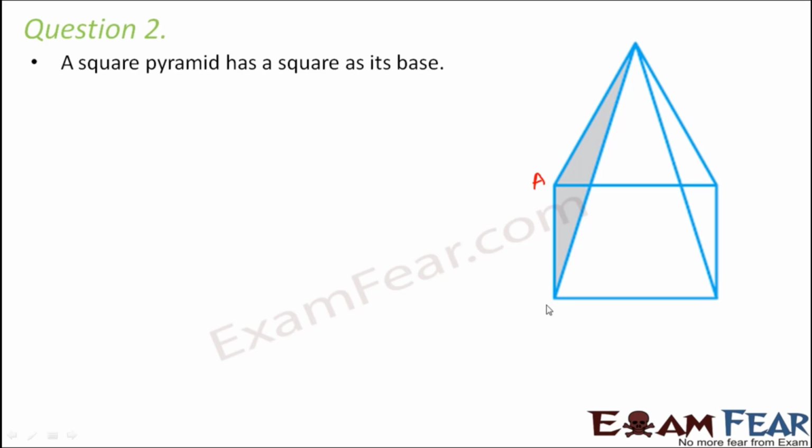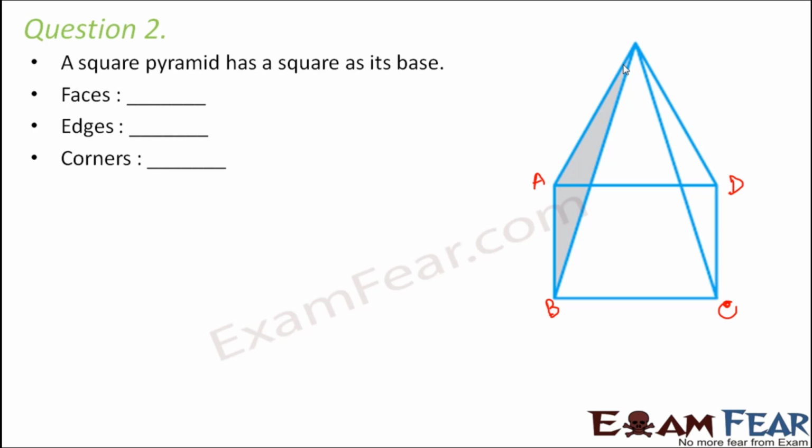This square, let's name the square as ABCD. So ABCD is the base, and then you have these kind of triangular faces, and all these triangular faces get connected to a point at certain height. So that's how a square pyramid is made. So here also you have to tell the number of faces, edges and corners. Corners are nothing but vertices.